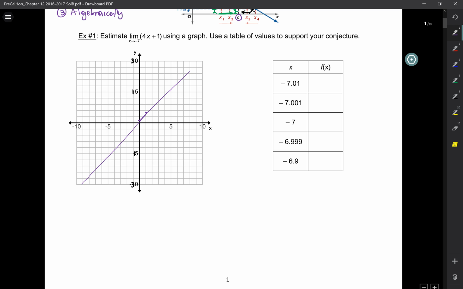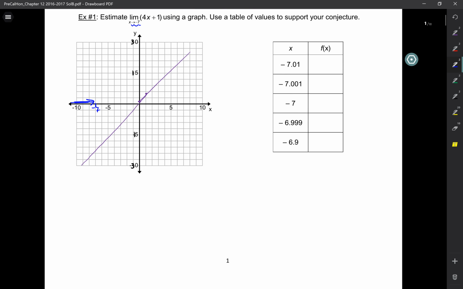Now, we are looking for the limit as x approaches -7, which is here. That's x approaches -7. That's x equals -7. Okay, now as I approach -7 from the left side, and I've got my eye on the graph, what y value does it look like the graph is approaching?